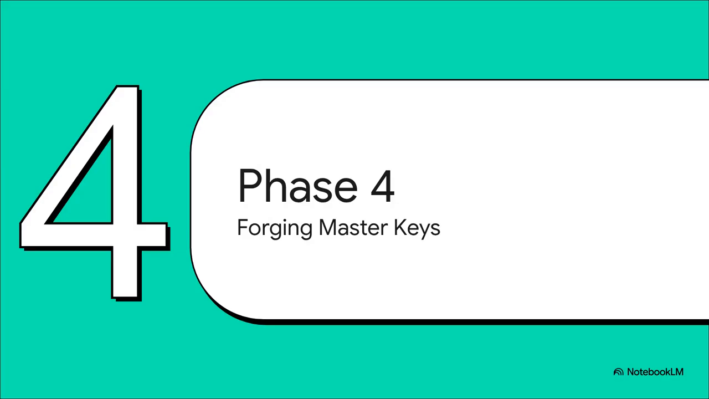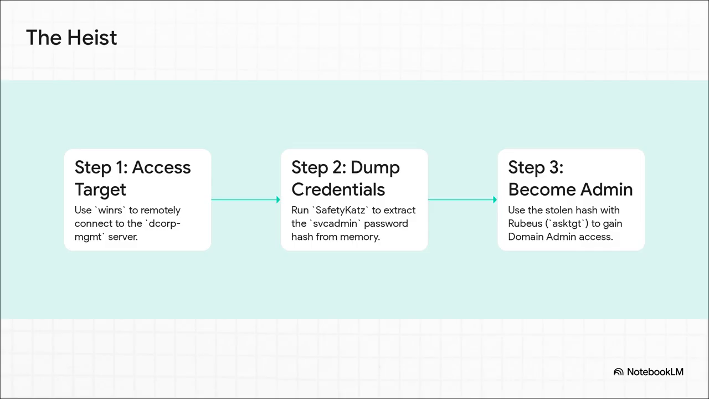Okay, this is it. This is the moment everything has been building towards. They've found their golden opportunity. Now, it's time for the final heist, to steal those credentials and take complete and total control of the domain. And the execution from here, it's lightning fast. They remotely connect to that server, and they run a tool like Safety Cats. This thing just scrapes the computer's memory and pulls out the domain admin's password hash.